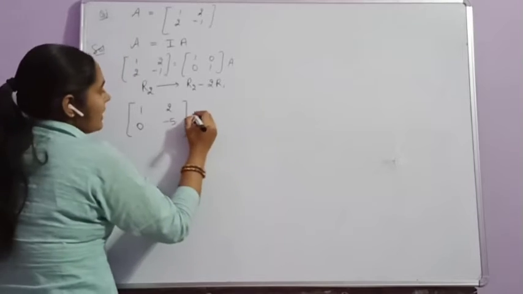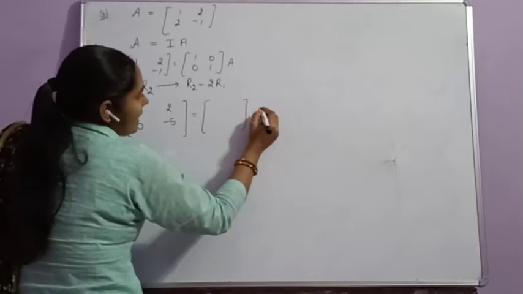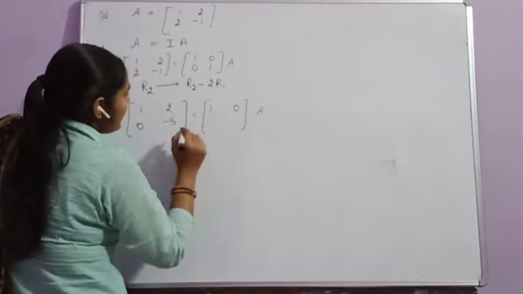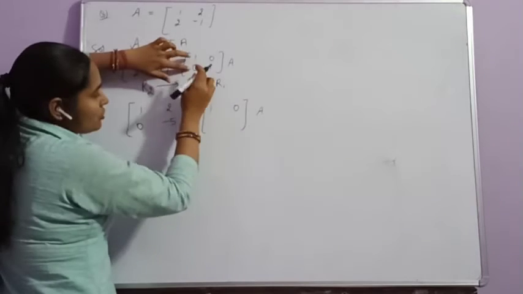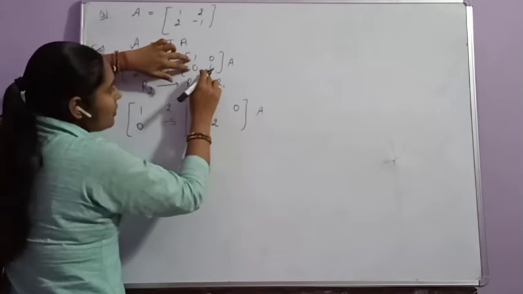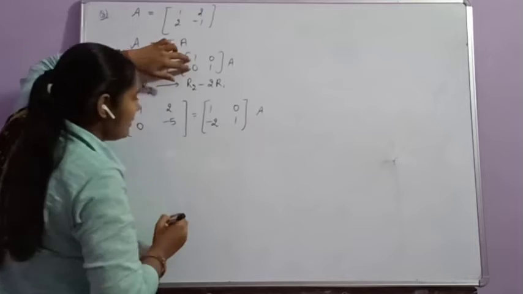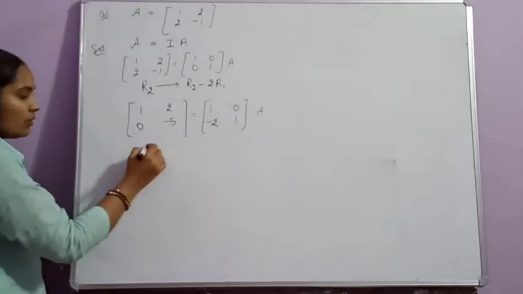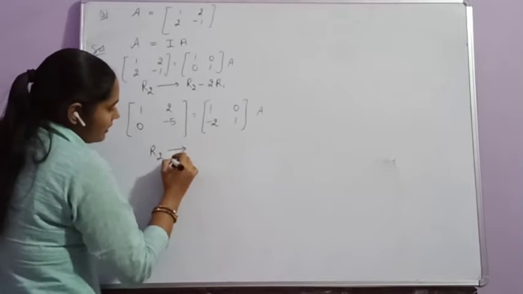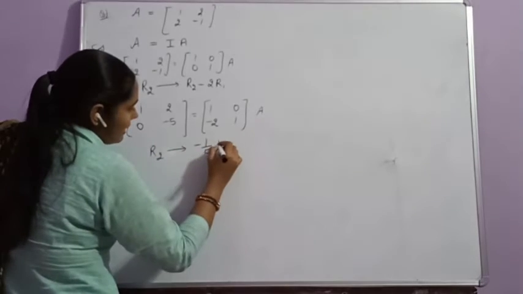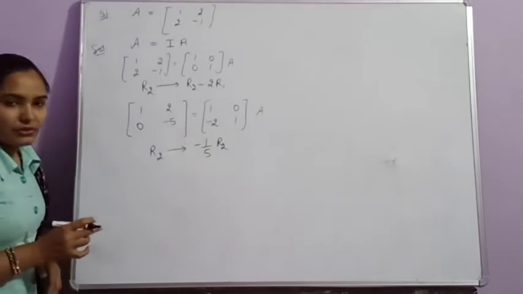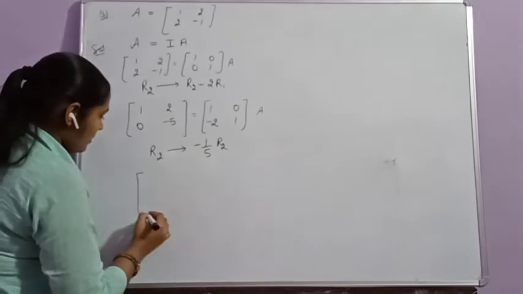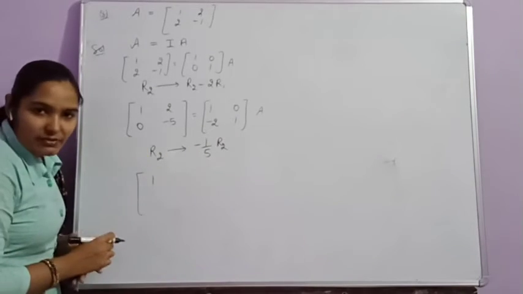Clear? The same operations are applied on the identity matrix on the right hand side. The first row elements remain the same. Then 0 minus 2 into 1, that is minus 2. 1 minus 0, that is 1. Clear? Now we have to form 1 here. So we can write R2 tends to minus 1 by 5 R2. If we divide the second row by minus 5, then this value becomes 1. So 0 divided by minus 5 is equal to 0.